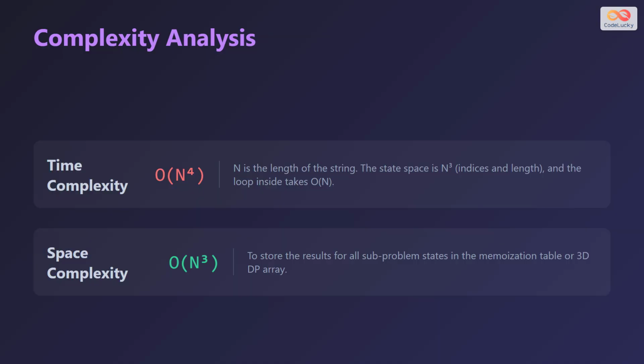With memoization, our time complexity drops significantly to O(n^4). This is because there are O(n^3) possible states, and each state takes linear time to process the split loop. The space complexity is O(n^3) to store the memoization table.